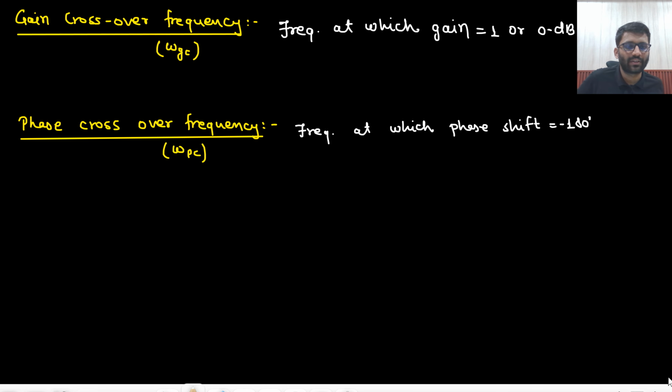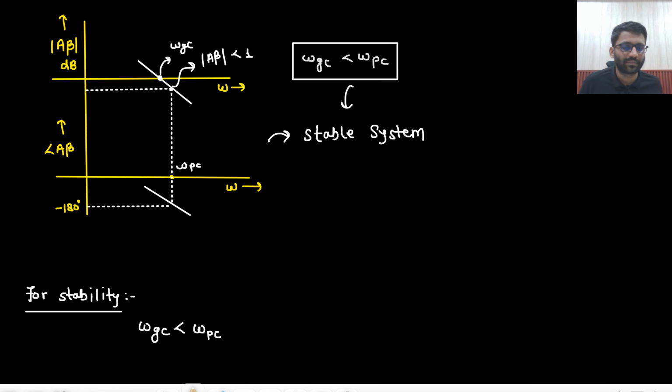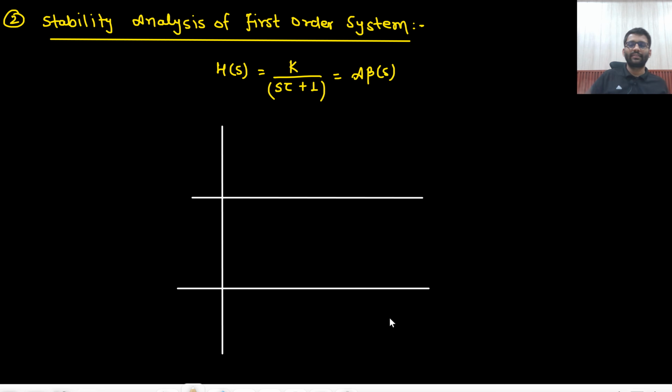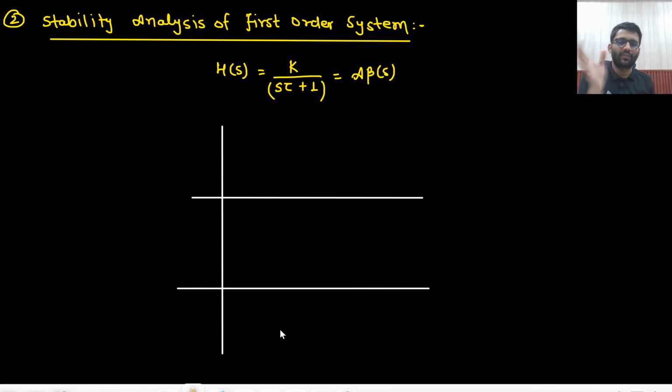Then we studied the two definitions of omega GC and omega PC. Then we analyzed different kinds of waveforms. These kinds of questions can come in your examination. They can ask you whether the system is stable, oscillatory, or it will have sustained oscillation. So now let's do the stability analysis of a first order system. Then we will do the third order.